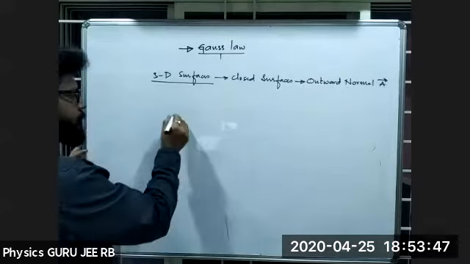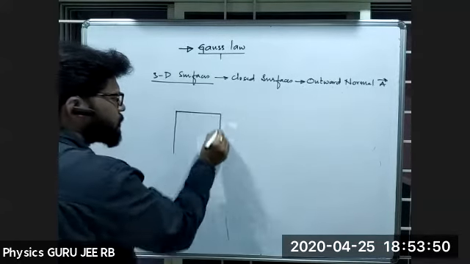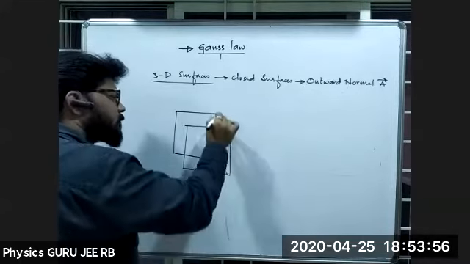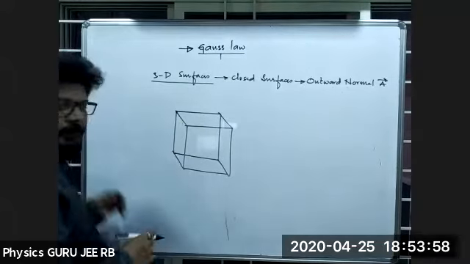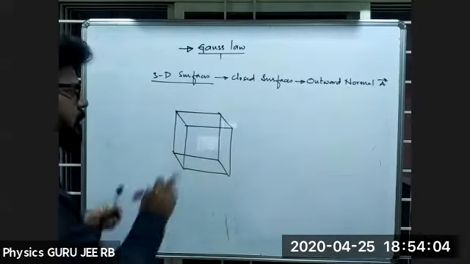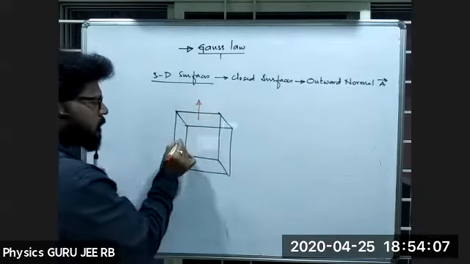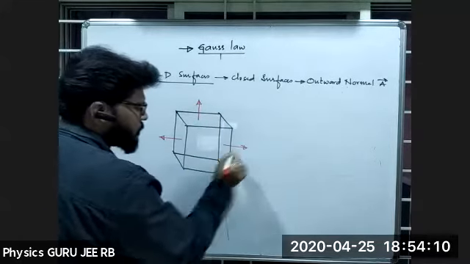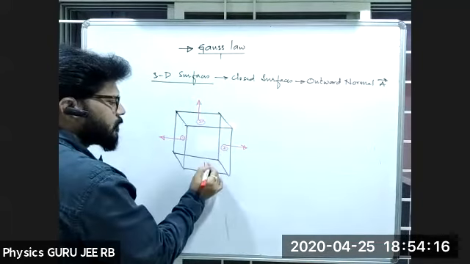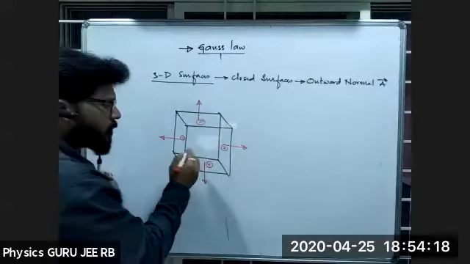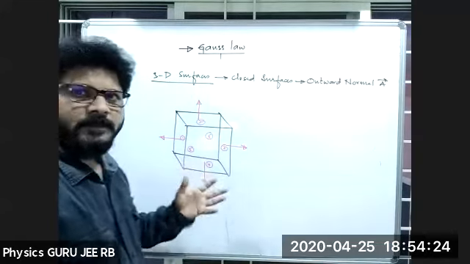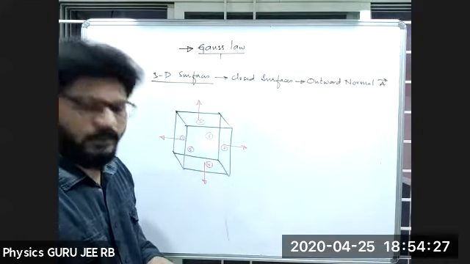Now, let me take a cube. What are the directions of the area vectors? If I see this one, the area vector can be on six sides. Here normally upwards, here normal, here one more normal. This is the first surface, second surface, third surface, fourth surface, and front and back, that is the fifth and sixth surface. Is it clear?